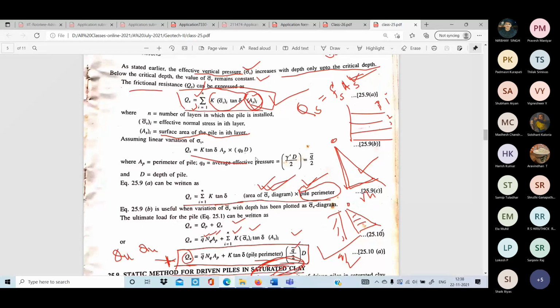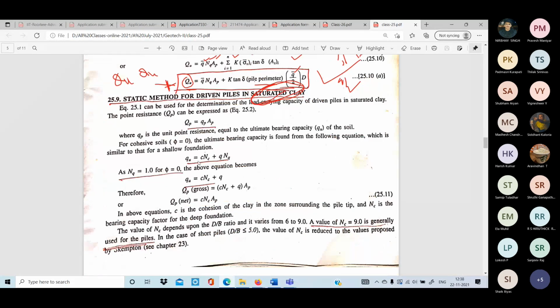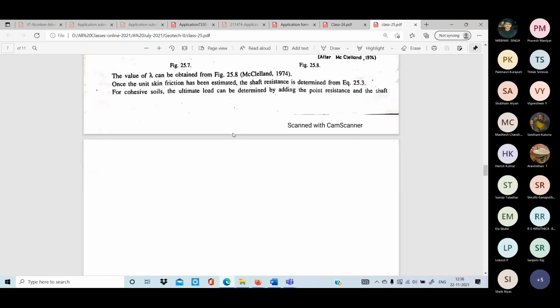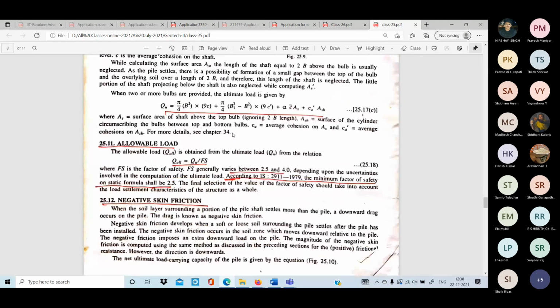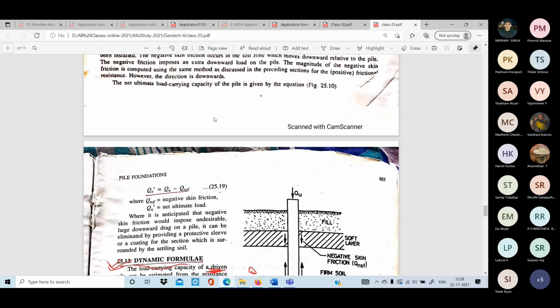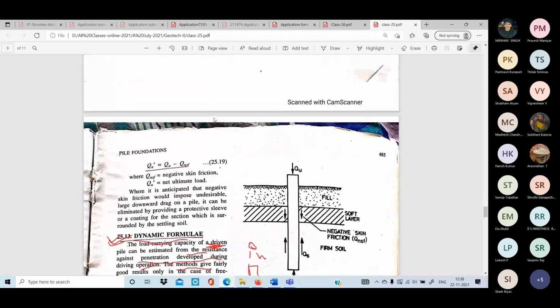And perimeter. Saturated, driven. For saturated clay, this term would be there, and the last term would be zero. Like that we can do it for all the piles, even for under-reamed piles, if the bulb diameters are given and so on. And I have also shown this one, negative skin friction.